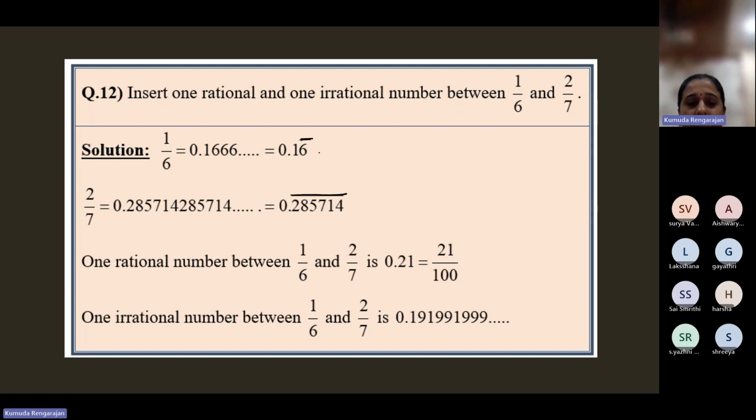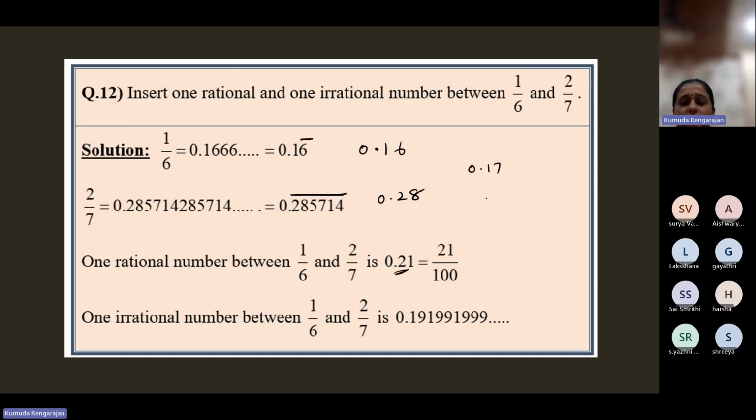If you take the first two digits, it's 0.16 and 0.28. Now insert a rational number, a terminating decimal. So you can insert a terminating decimal. Between 0.16 and 0.28, you can write 0.17 also.